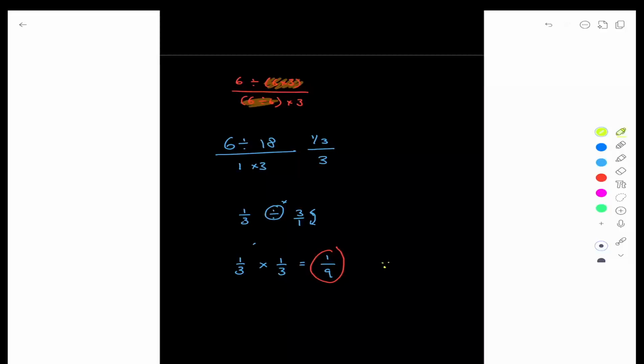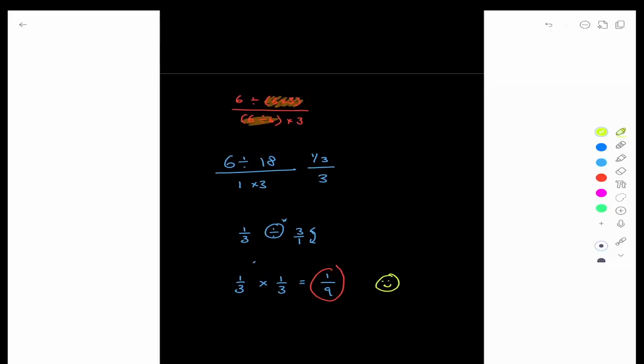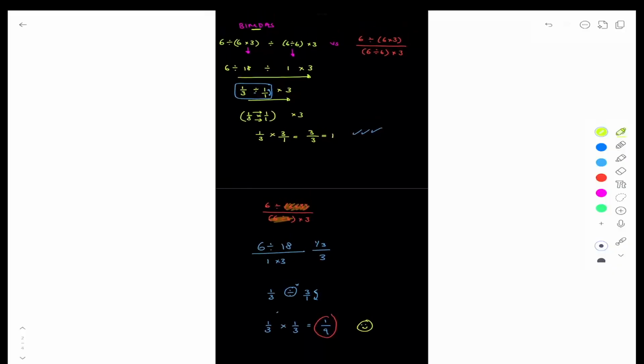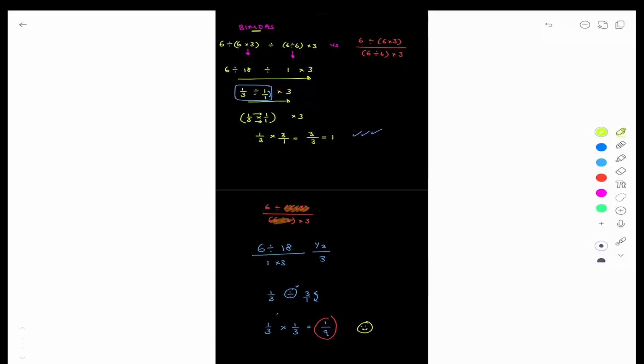You get a smiley face if you got that correct. Well done if you understand the difference between those two. Hopefully it makes sense. When it's written in a line, you just go from left to right, whereas when it's in a fraction, you do numerator divided by denominator.